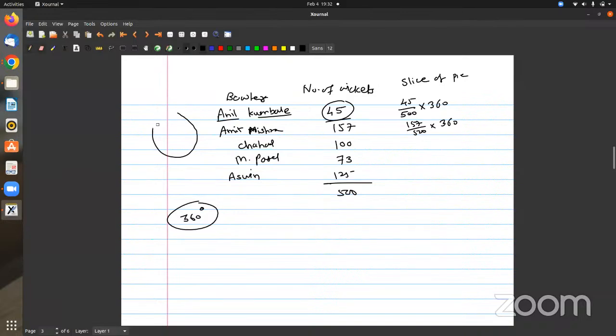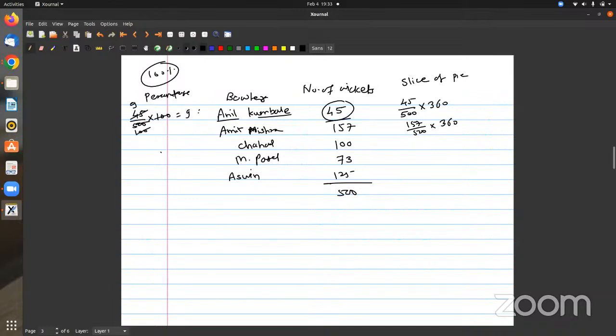Similarly, if I want to find the percentages, how many percent of wickets has Anil Kumble taken? The total percentage is 100, right? What is the share of Anil Kumble in the total number of wickets? It is 45 by 500, and out of 100% I have to multiply by 100. So it is equal to 9%. So 9% of wickets are taken by Anil Kumble.